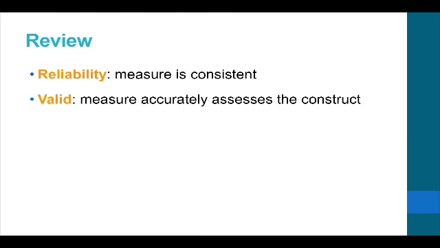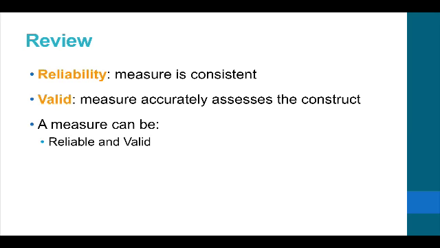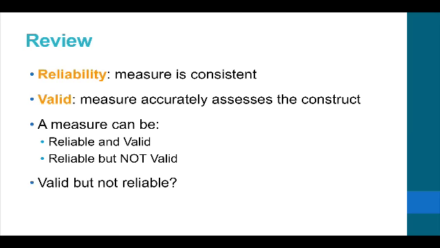So just to review, when we say a measure is reliable, what we mean is that the measure is consistent. When we say a measure is valid, what we're saying is that it accurately assesses the construct that we're interested in. It is possible for a measure to be reliable and valid, and reliable but not valid. However, if you were to say a measure is valid but not reliable, that would be completely inaccurate. It's just not possible to have a measure that's valid but not reliable.